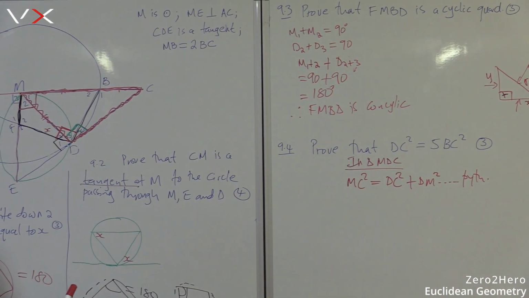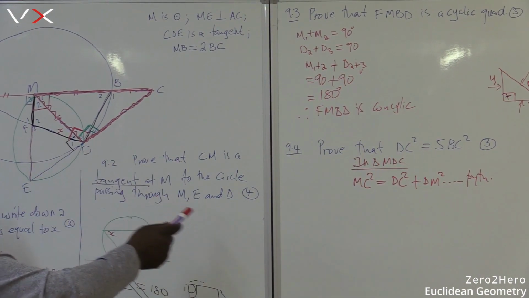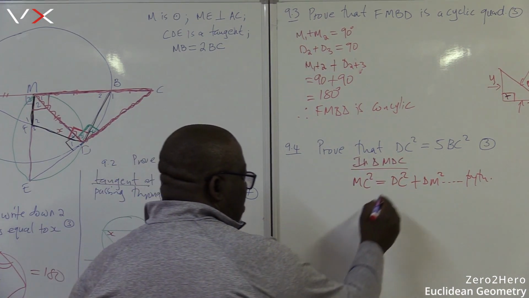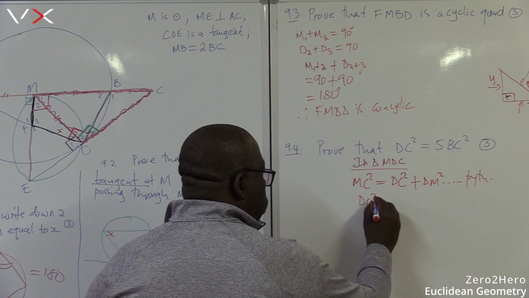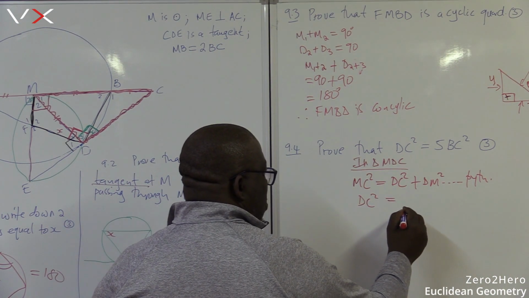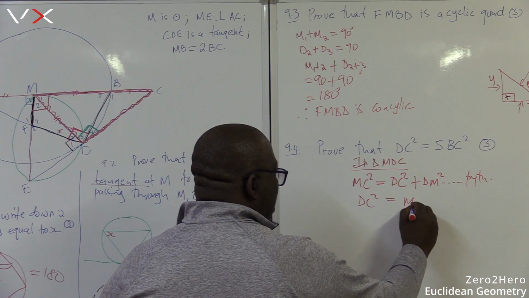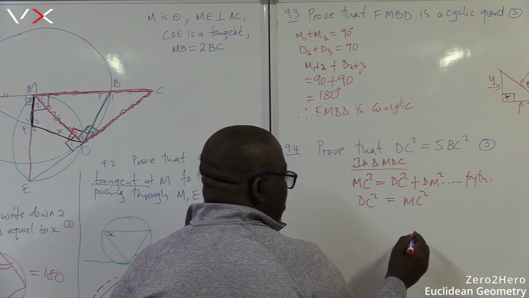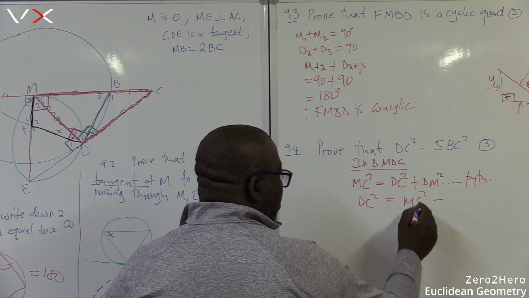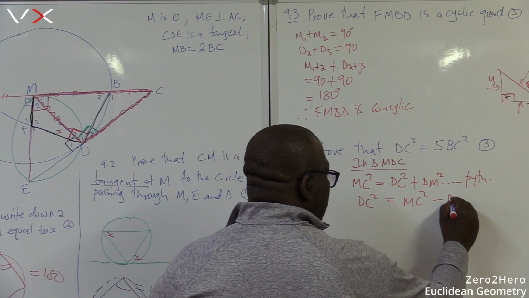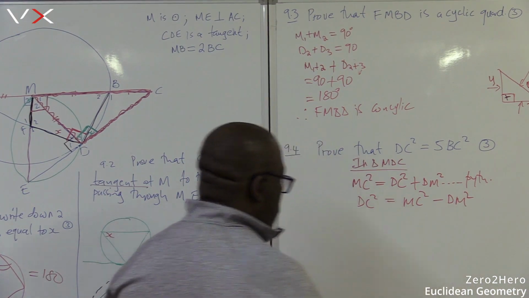Can I ask you something? Are we looking for MC? No, we're looking for DC. Let's make DC the subject. Now, DC squared will then be equal to MC squared minus DM squared, because this must come to the other side, minus DM squared.